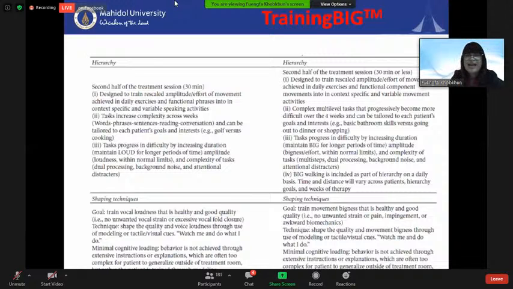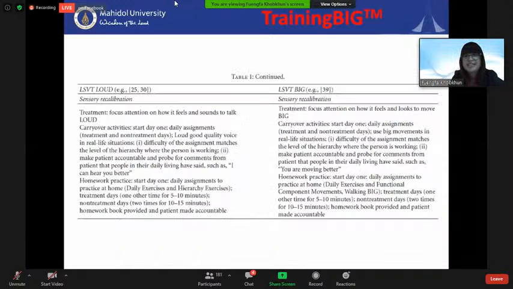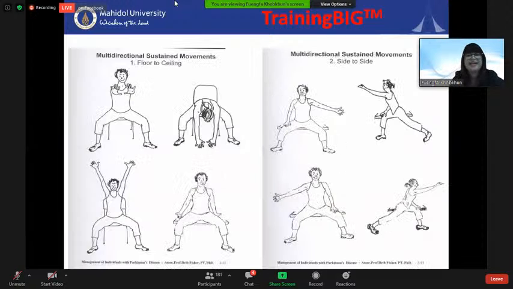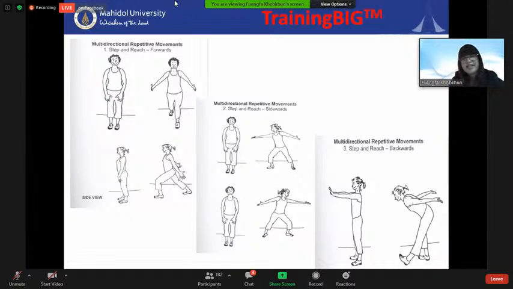Okay, and I have attached the exercises for Parkinson's disease, and it's quite good to see the photos of how they train with BIG. Yeah, in here and in here.